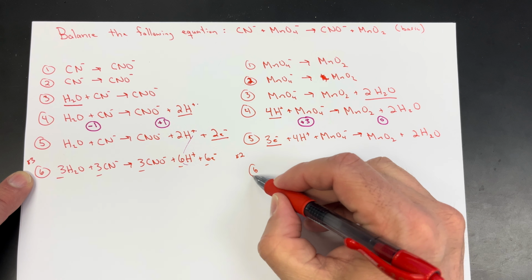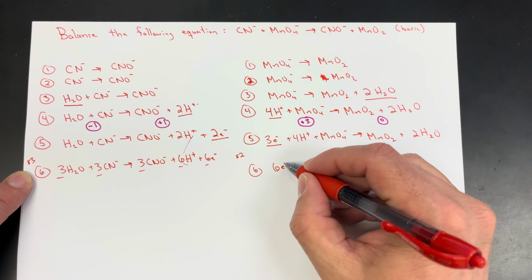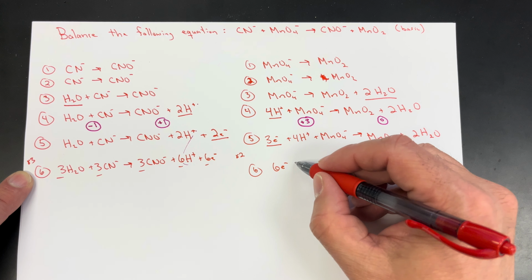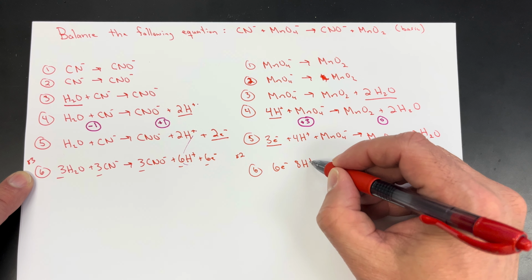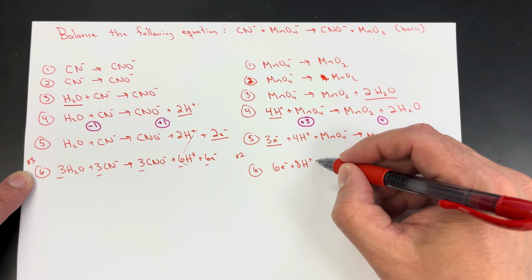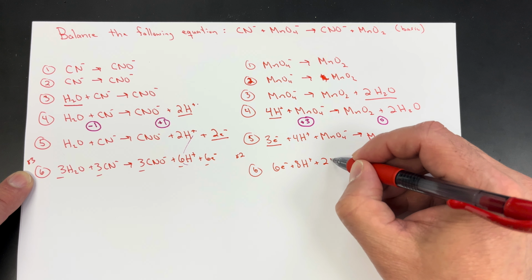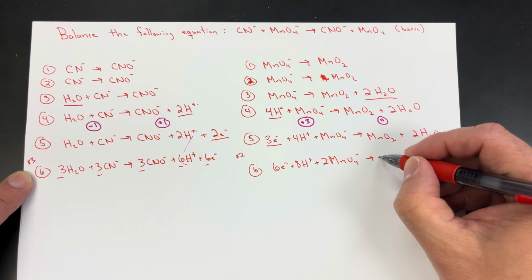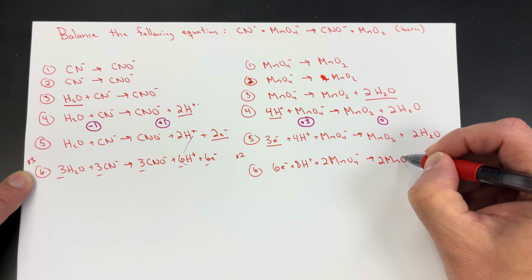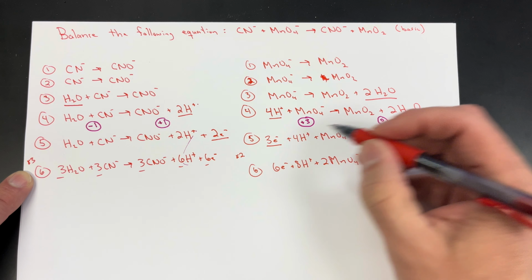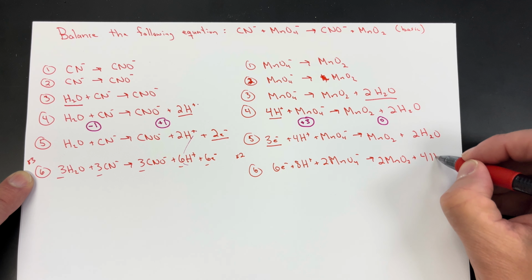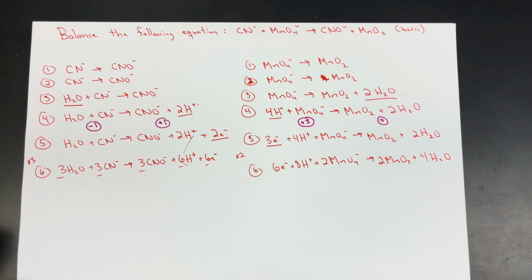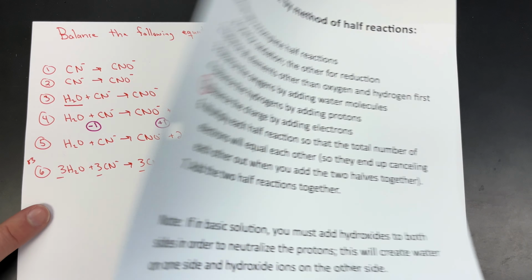So this is what I had to do with each of those problems. I'm multiplying this side by 2, so 6 electrons. 4 times 2 is 8 protons. 2 times 1 is going to be 2 MnO4-s. 2 MnO2s. 2 times 2 is going to be 4 waters. And we got through step 6.